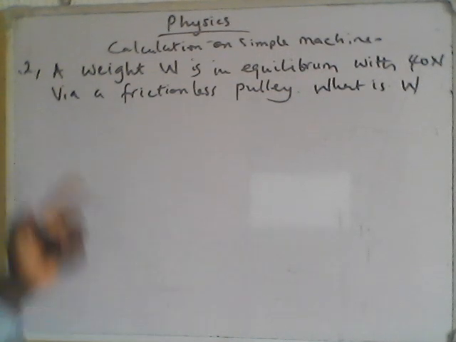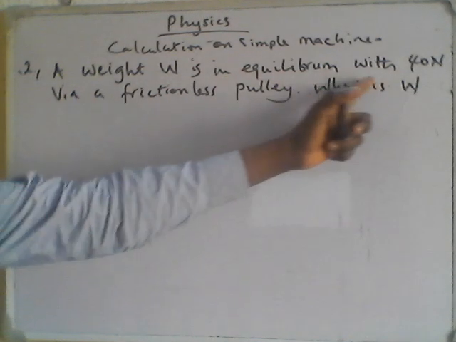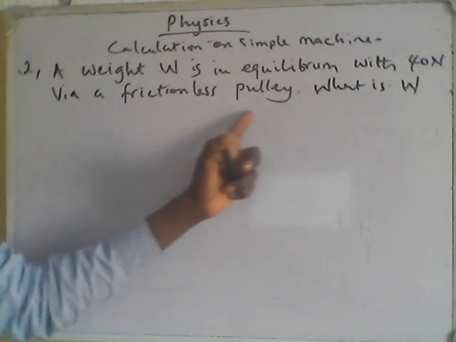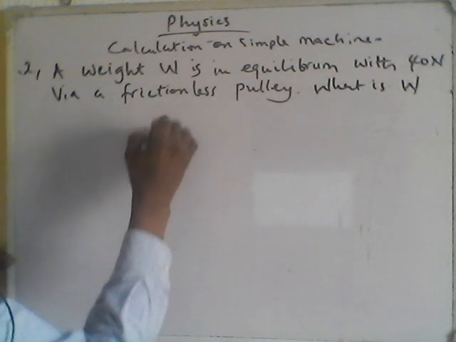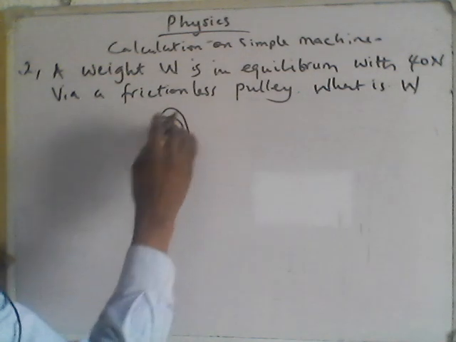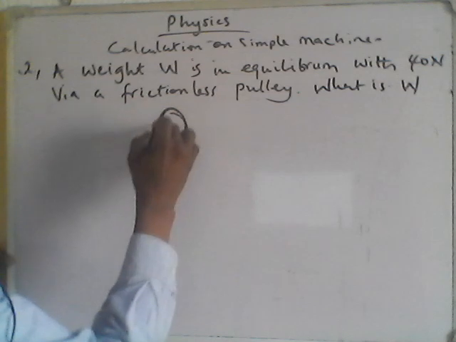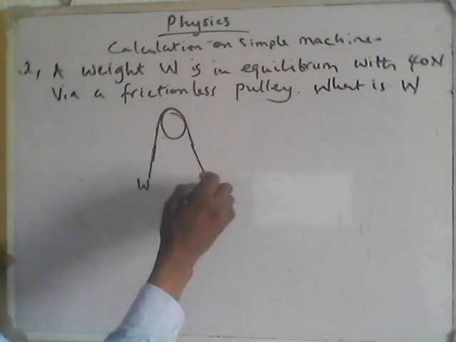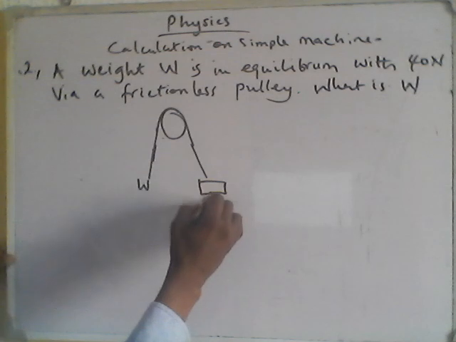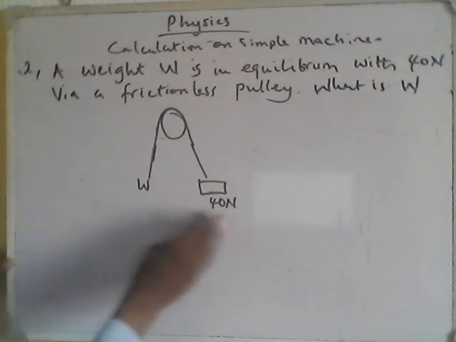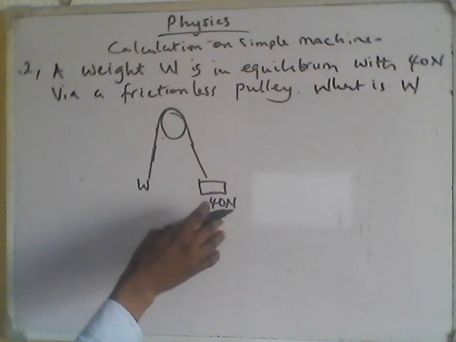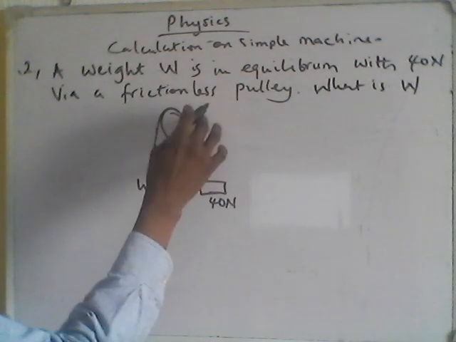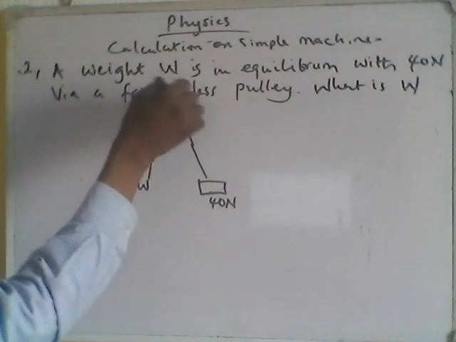So it said that a weight W is in equilibrium with 40 Newton via a frictionless pulley. What is W? So actually it looks like something like this. This is a pulley. So this is the weight, and this is 40 Newton. They said the weight W is in equilibrium with a 40 Newton via a frictionless pulley. So there's no force here that is adding to this system.